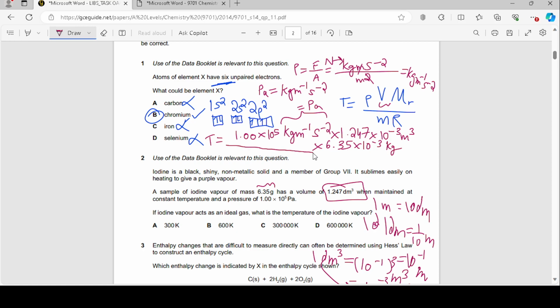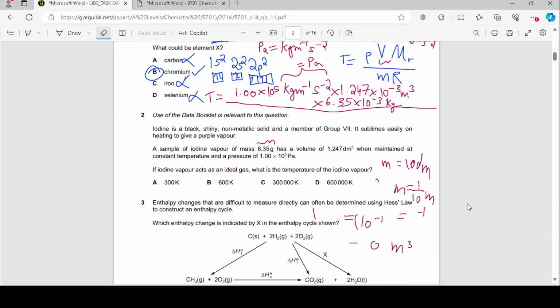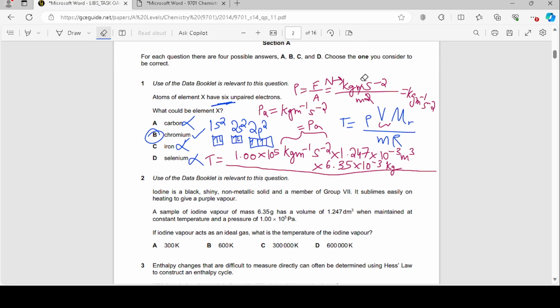Okay, and then I divide this, and I will erase some stuff here because it's fun to erase stuff. Chemistry is fun in general, I guess.